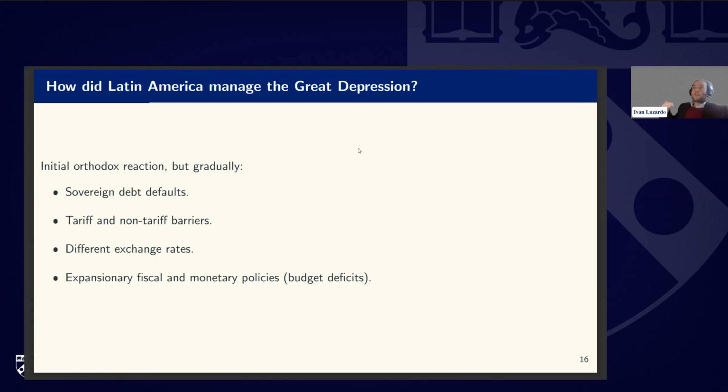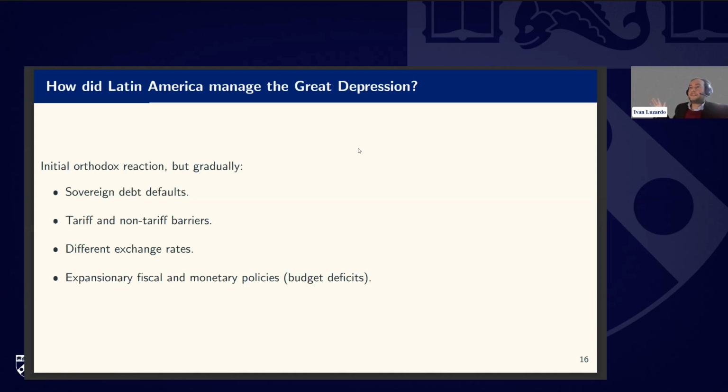So initially, countries reacted in a very conservative way. Policymakers were very aware that they were doing relatively well during the export growth period, so they didn't want to lose their access to international capital markets, or their access to foreign markets in terms of international trade. So there was an initial orthodox reaction, but gradually the magnitude of the crisis and the circumstances led policymakers to move away from that initial conservative approach.